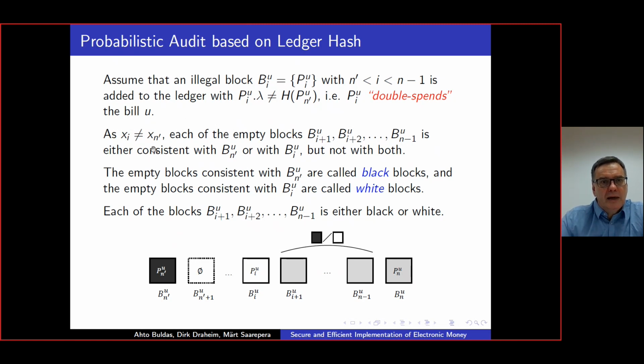As x_i is not equal to x', each of the empty blocks is either consistent with P_UN' or P_UI, but it cannot be consistent with both. The empty blocks consistent with P_UN', we call black blocks, and the empty blocks consistent with P_UI are called white blocks. Each of the blocks is either black or white, so it's only consistent with one of those payments. We use the gray color here if you don't know which color these blocks are. They are either black or white.